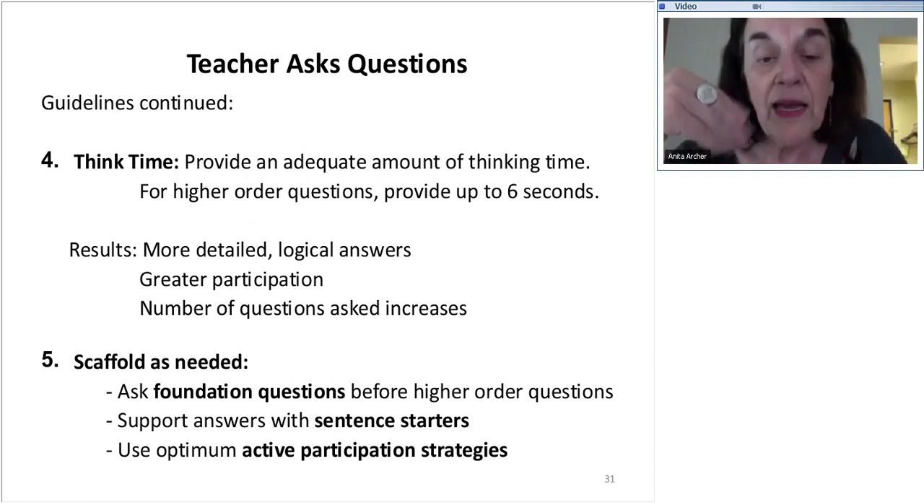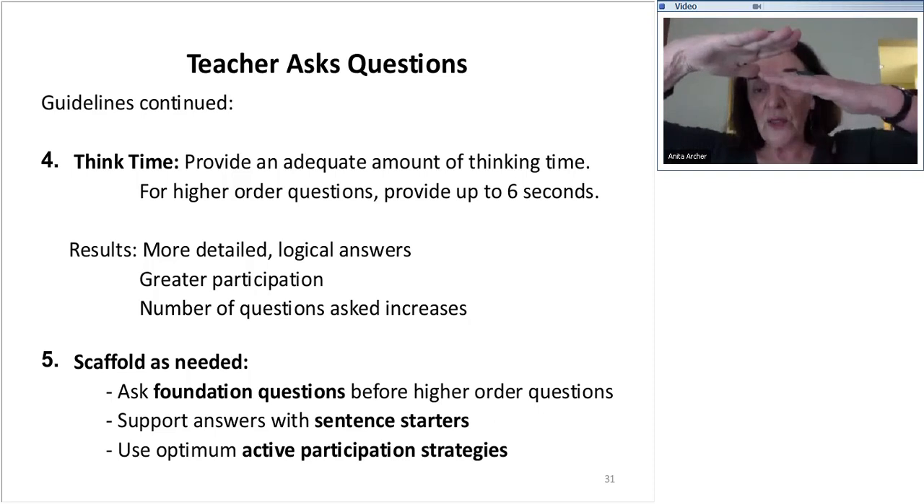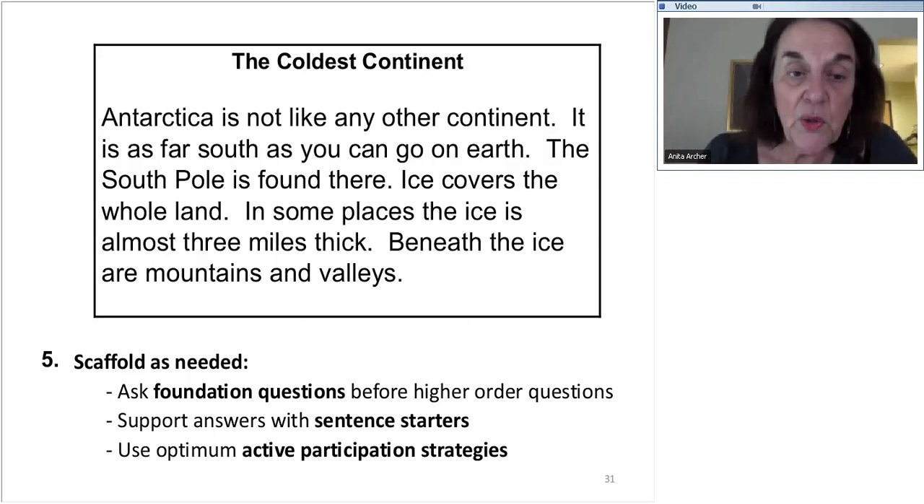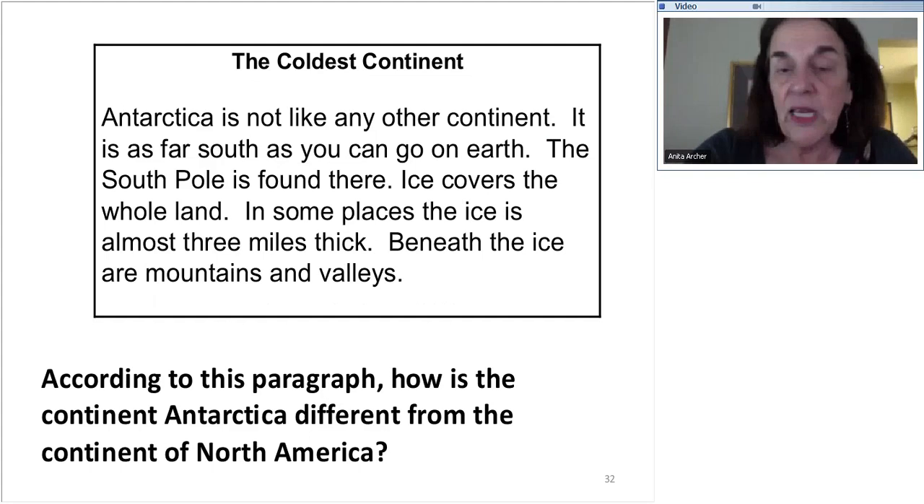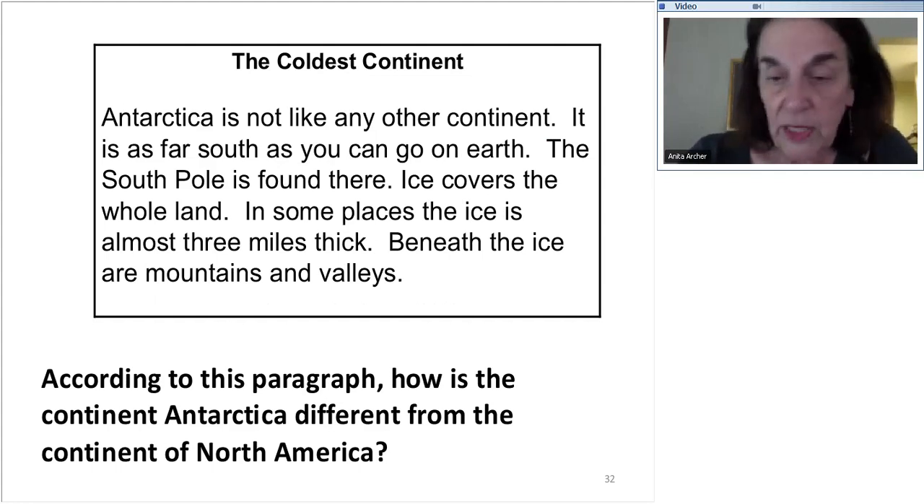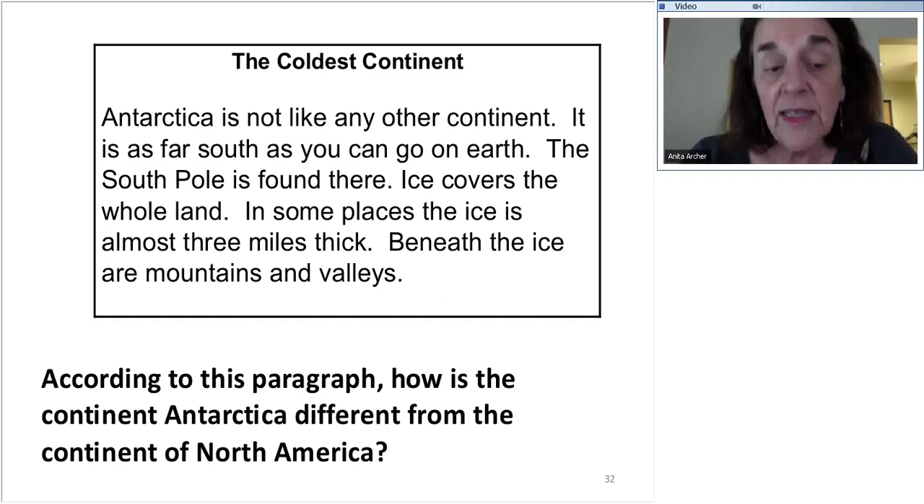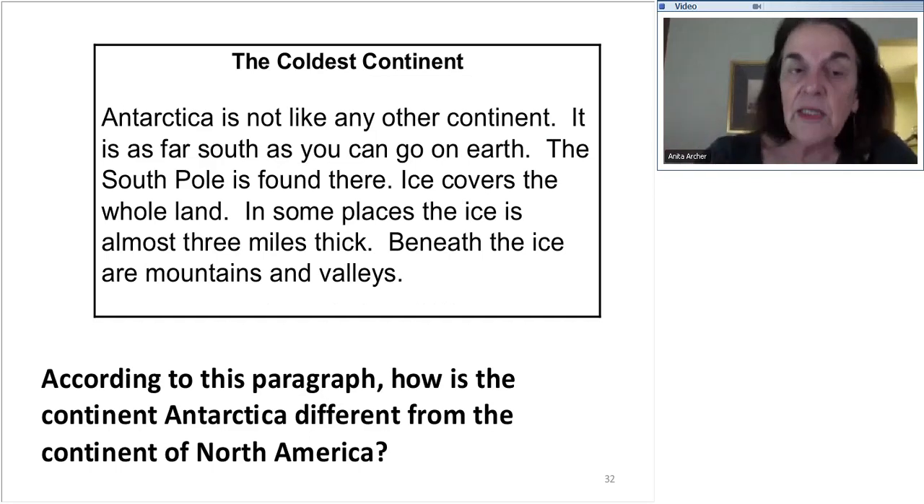And then we can scaffold the answer. And so let's just review, particularly if we have a higher order question and a group has difficulty, then what might we do to scaffold it? So here I have a little paragraph. And maybe after we have read this, maybe we read it using choral reading or closed reading, or they read it silently and we reread it chorally. Then I say, according to this paragraph, how is the continent Antarctica different from the continent of North America? Compare and contrast, okay? So they have to take a number of pieces of information together.